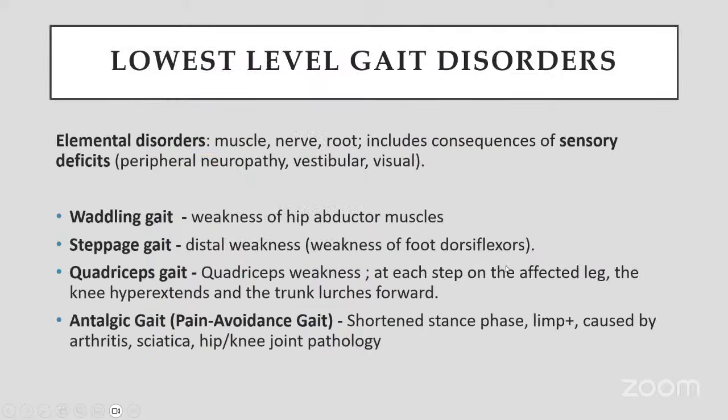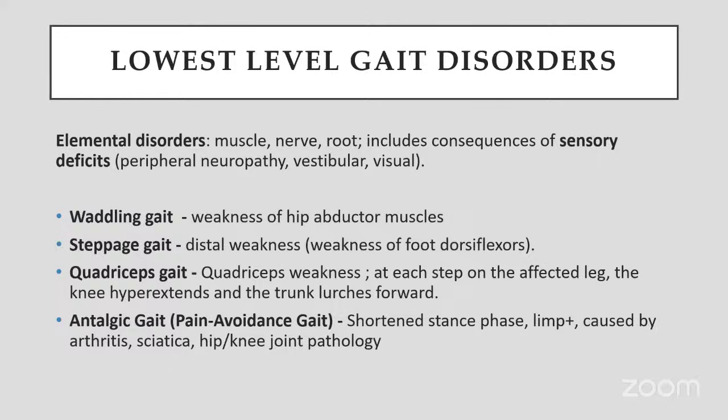So going into the lowest level gait disorders, if there is hip abductor muscle weakness, they may have waddling gait. If there is a distal weakness like weakness of the foot dorsiflexors, we see a stepping gait. Because of the foot drop, they have to lift the whole leg and then keep it down. So this is seen as a stepping gait. In quadriceps gait, because of the quadriceps weakness, at each step on the affected leg, the knee hyperextends and the trunk lurches forward.